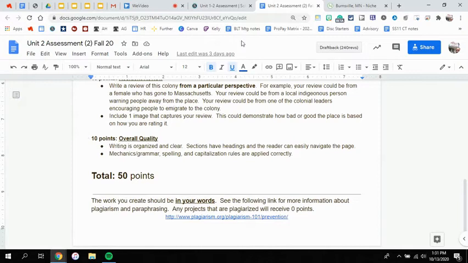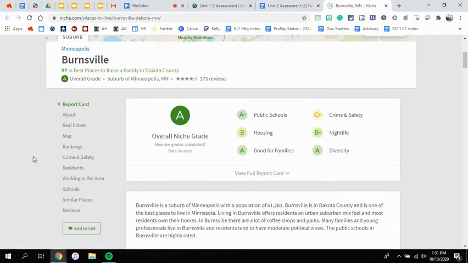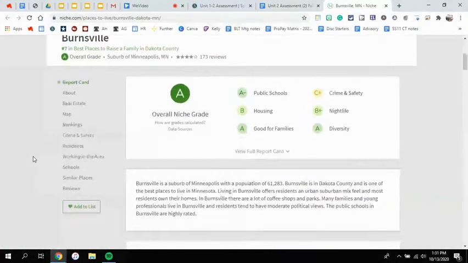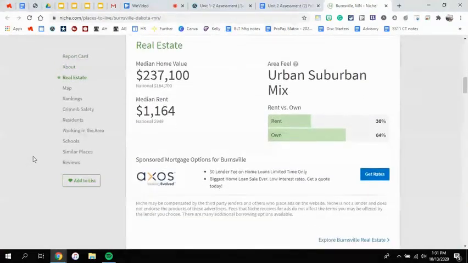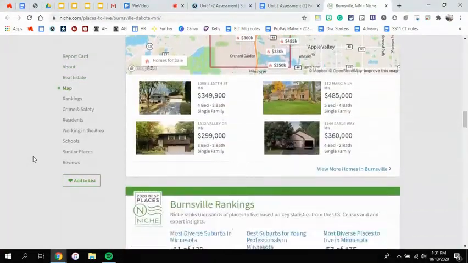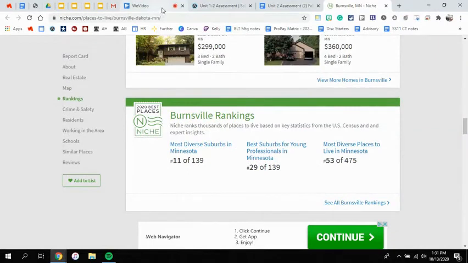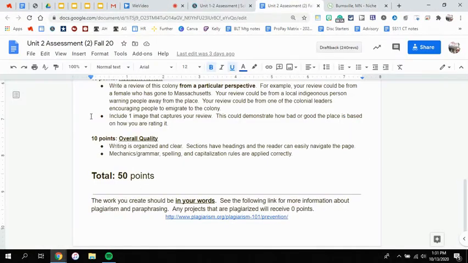So number one, just like this niche site, it's pretty easy to find the parts. Things are organized. You can see section divisions, right? It's pretty clear. It's not a jumble. That's what we're looking for with yours. Sections have headings. The reader can navigate through the page. And then secondly, just basic mechanics and grammar and spelling and those kinds of things.